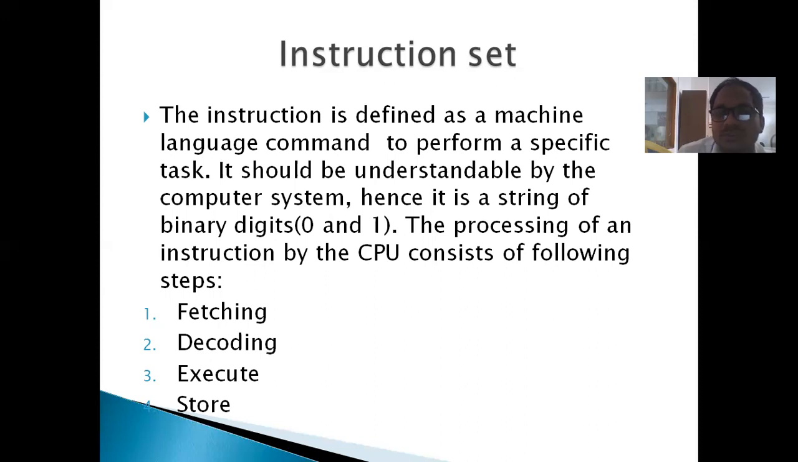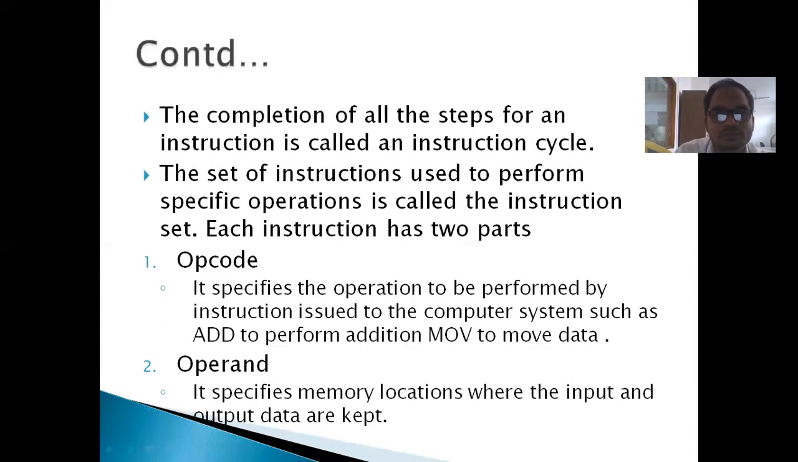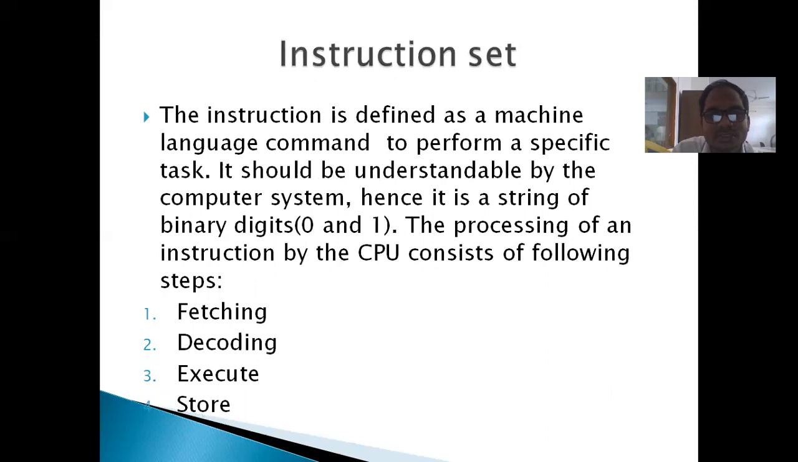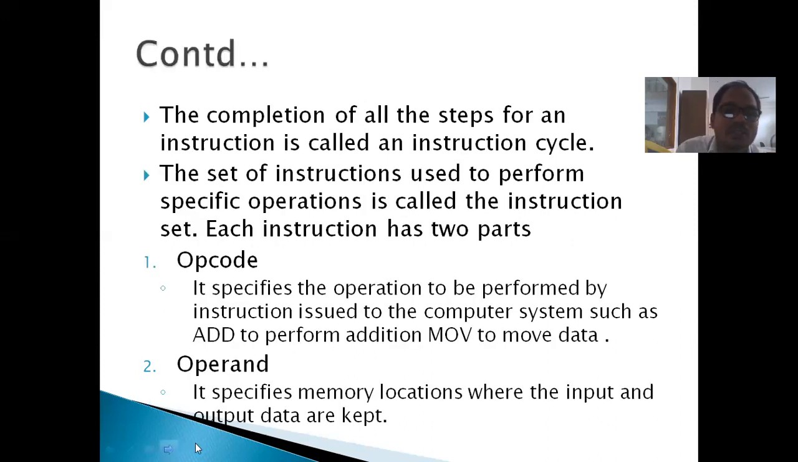Now, how does the CPU process the instruction? The CPU processes the instruction in the following steps: fetching, decoding, execution, and store. The completion of all the steps for an instruction is called an instruction cycle. So all these steps make one instruction cycle. Now the set of instructions used to perform a specific operation is called the instruction set.